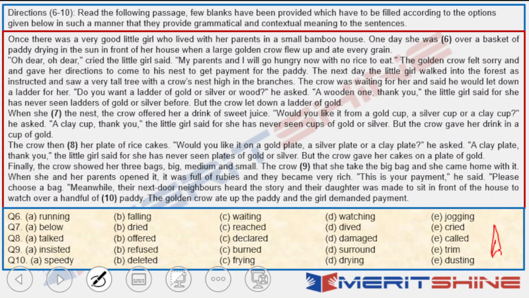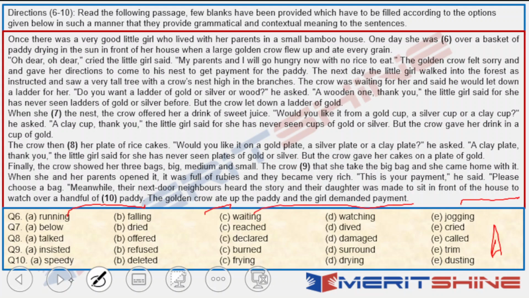This is your payment, he said. Please choose a bag. Meanwhile, their next door neighbors heard the story and their daughter was made to sit in front of the house to watch over a handful of paddy. The golden crow ate up the paddy and the girl demanded payment.